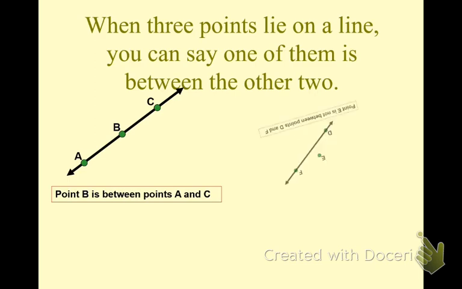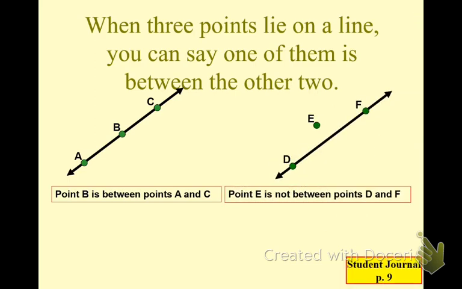So here's the difference, okay? In all seriousness, E would not be considered between because it's not on the line. We're going to see a problem in 2 slides where it's written in words, and you're going to draw the picture. It will say point B is between A and C, so you need to put B on the same line between A and C. That's the purpose of this.